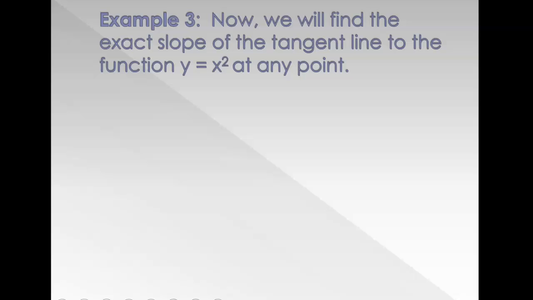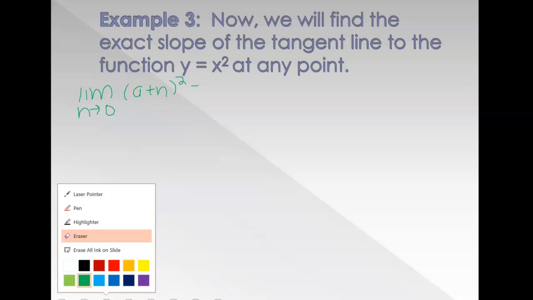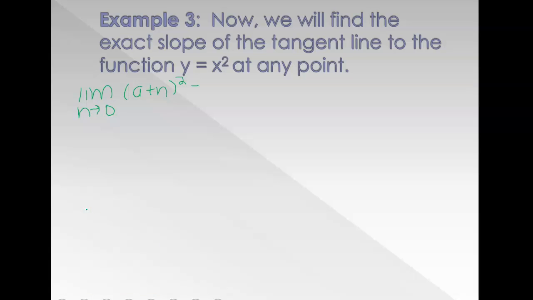So what we do to find it at any point is not plug in a value for a. So what we do is we find the limit as h approaches 0 of (a plus h) squared minus a squared all over h. So in this case, you find f of a plus h minus f of a all over h in general. So the a value being left in is finding it in general.